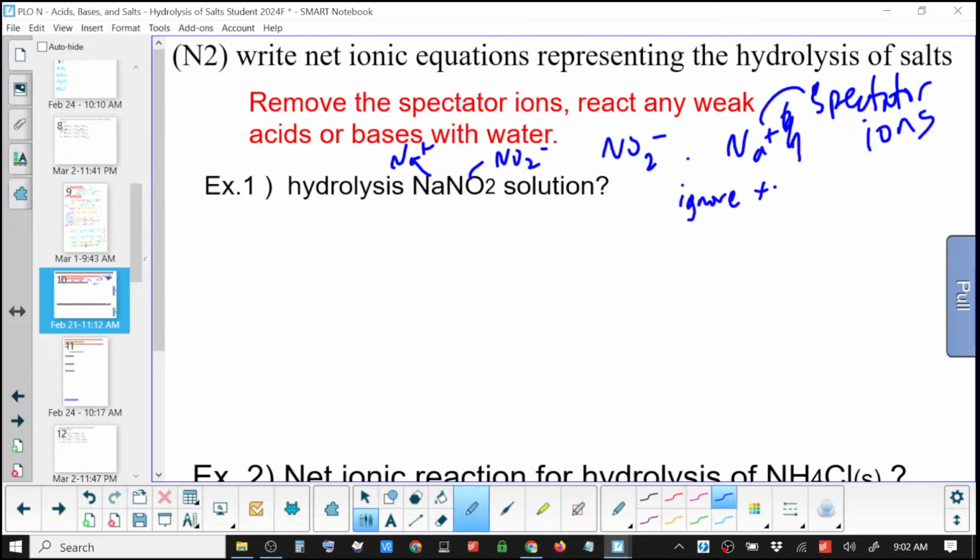Ignore plus one, plus two metals most of the time. And you'll get a feel for that as you do more reactions. You'll feel the vibe. Sodium has a particular vibe. Okay. T1, T2 metals. Plus one, plus two.